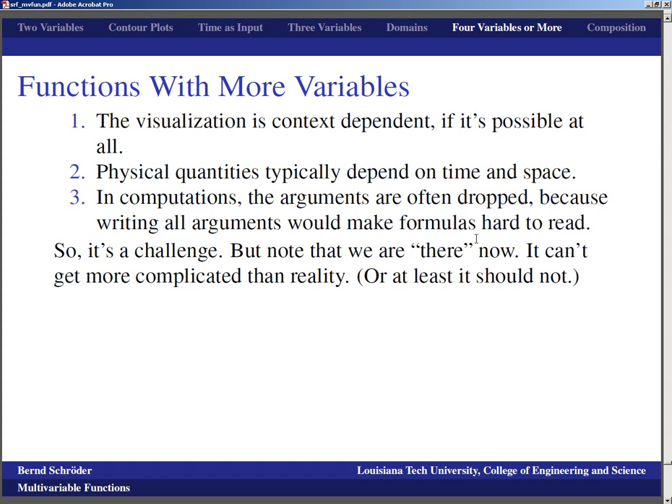We've already seen, what have I shown you? I've shown you surfaces in space. I've shown you mountain ranges. We talked about time as input, where we've got vibrating strings, vibrating drum membranes. Those are all real objects. We've talked about 3 variables. We've talked about geological layers, and so on, and so on. So we really have things that make sense in real life. We just have to work with them.